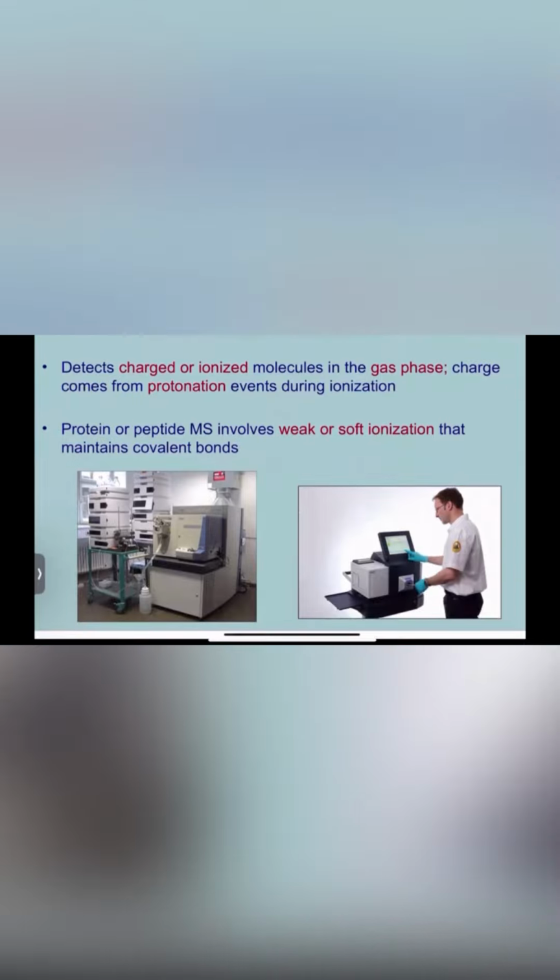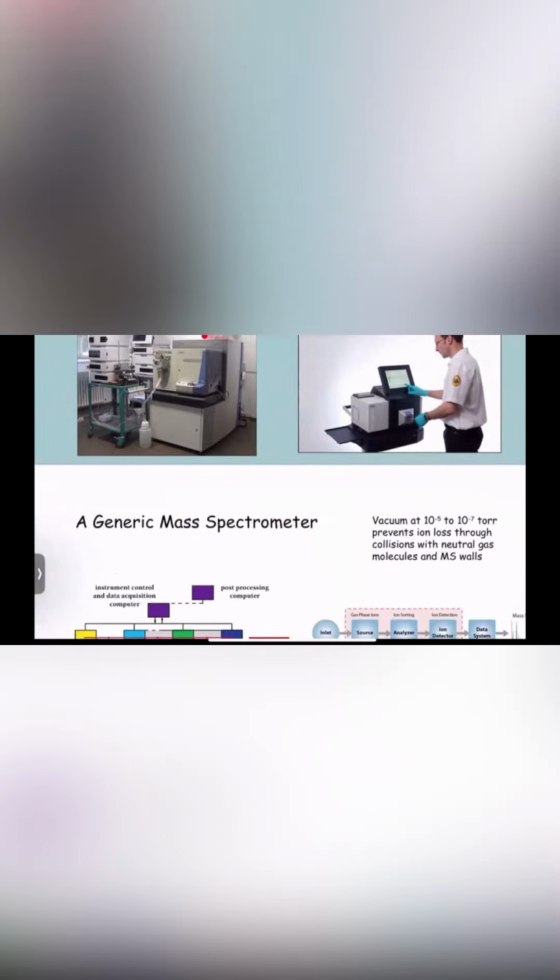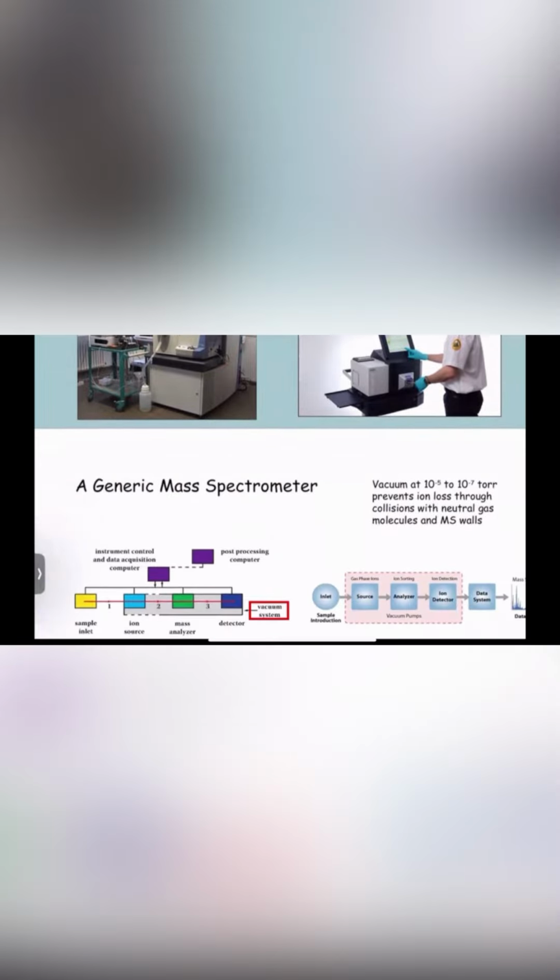In a mass spectrometer, we use protein or peptide samples which involve weak or soft ionization, which means you need to ionize your protein sample first so that you can get the results. This is how a mass spectrometer looks like. Now let's understand how a mass spectrometer works.